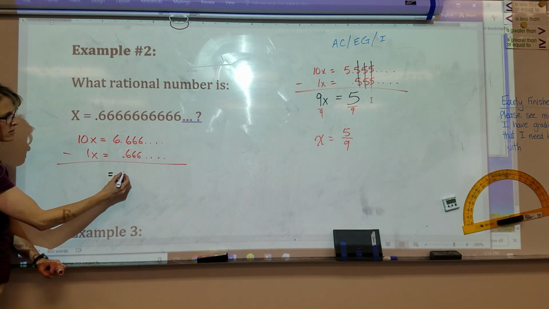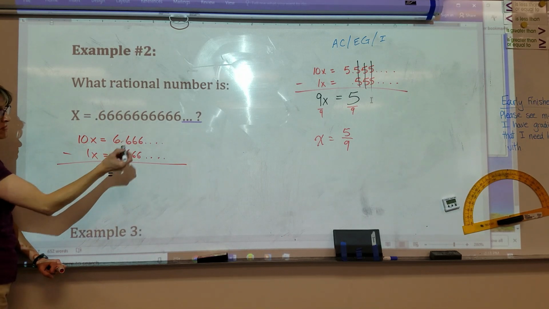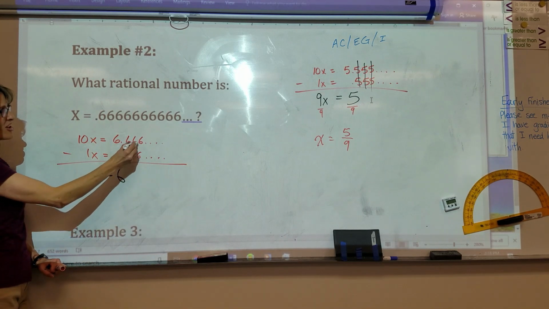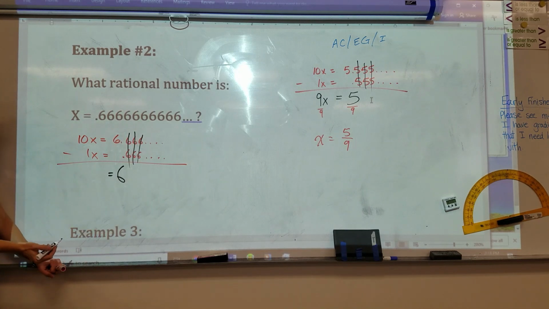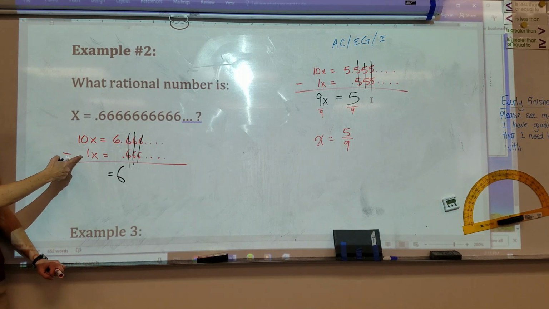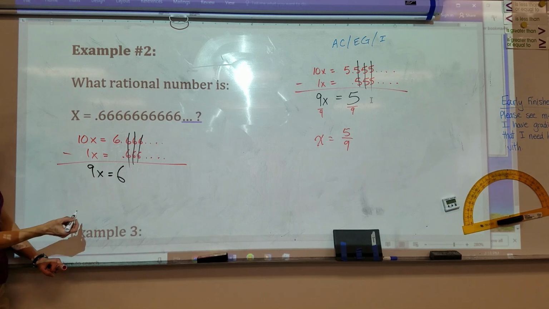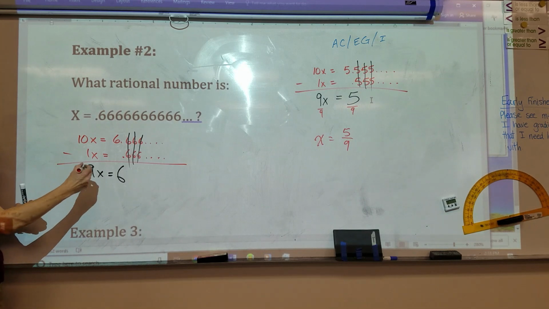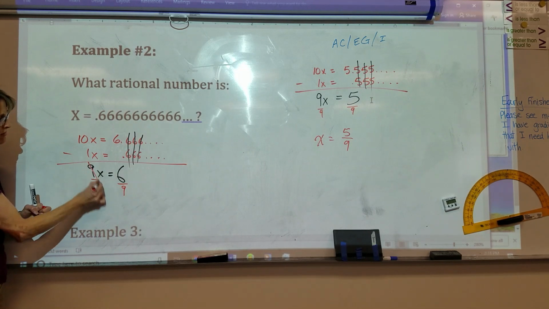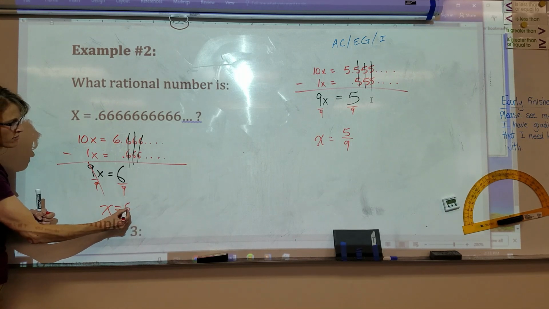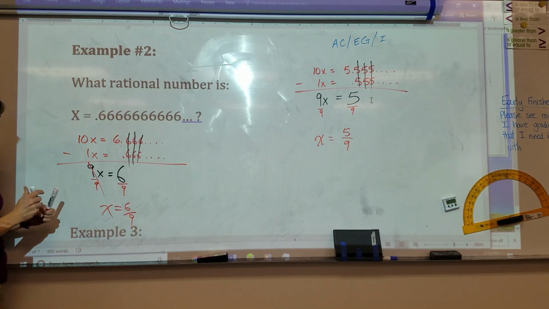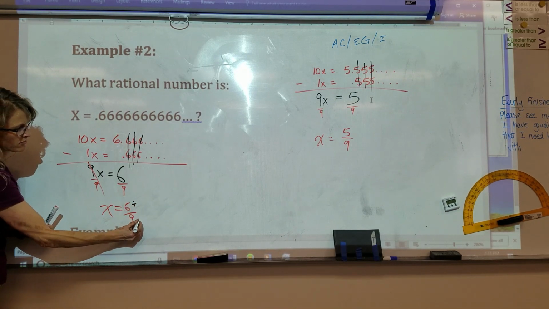6.6666 minus 0.6666 equals 6, because all of these turn into 0. Okay, good. And then 10x minus 1x is 9x. Excellent. And then you divide both sides by 9 to get x alone. And then x equals 6 over 9, but you can reduce that to x equals 2/3.